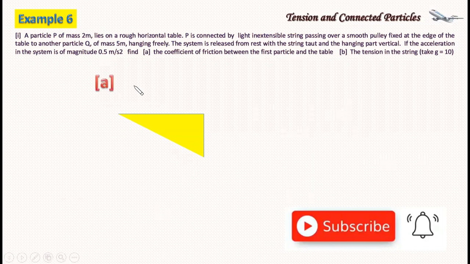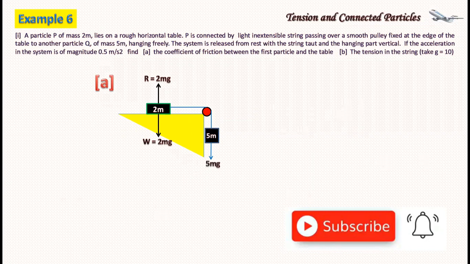So we start with a free body diagram. This is a table. A particle of mass 2m rests on this table, and the weight of this particle will be 2m times gravity. It also has a normal reaction of 2mg, from Newton's third law. Then it is connected over a pulley to another particle. So there is tension in this string, connected to another particle which is hanging vertically and has a mass of 5m. So the weight of this one will be equal to 5mg.